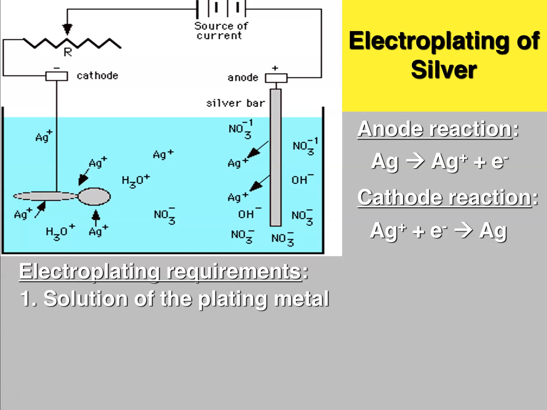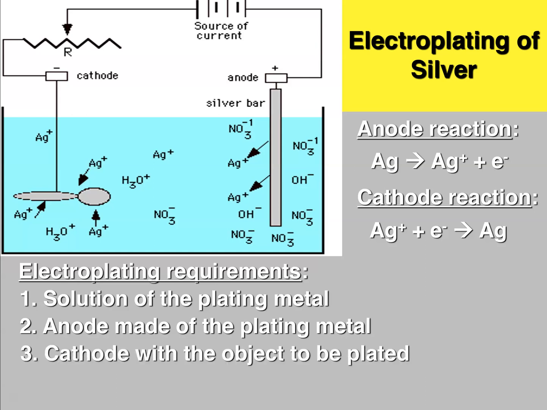So we need a solution of plating material. Makes sense. We need an anode made of the plating material to produce more of it as it is used up. And we need a cathode with the object to be plated, what we're going to put onto it. And then you need a source of current. You need a battery. You need a plug. You need some power supply to make this thing work. Questions?